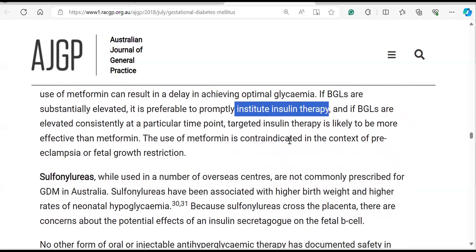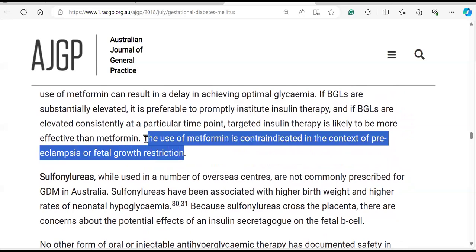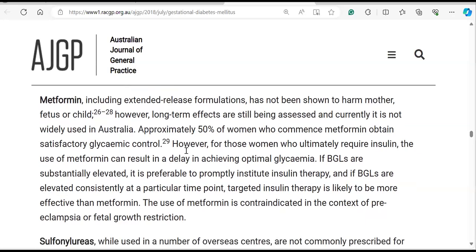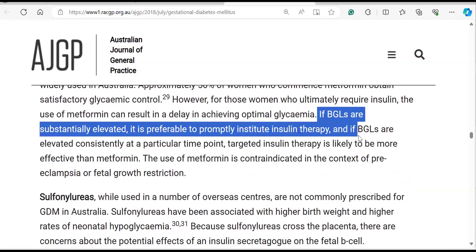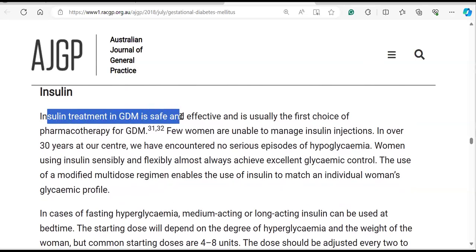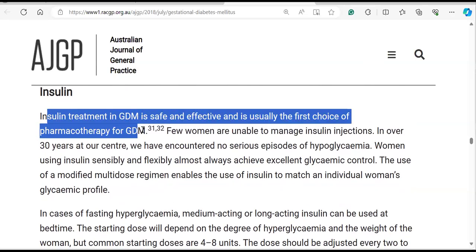Use of metformin is contraindicated in the context of preeclampsia or fetal growth restriction. So that's actually the thing, that metformin is very rare, not very commonly that you would use it, but it can be used. Definitely, if blood glucose is very high from the first, then yes, this is not an option. Insulin is the option. Insulin treatment is safe and effective and usually the first choice of pharmacotherapy for GDM.